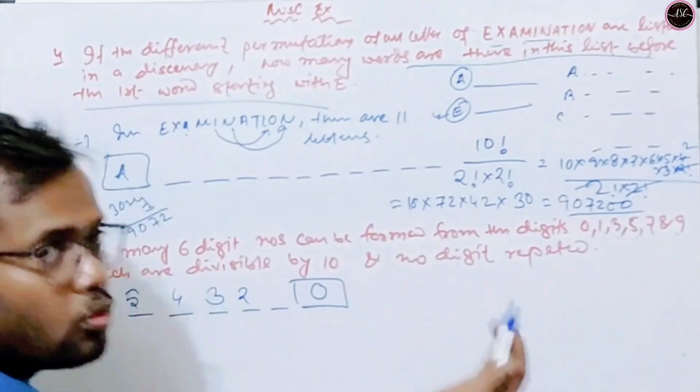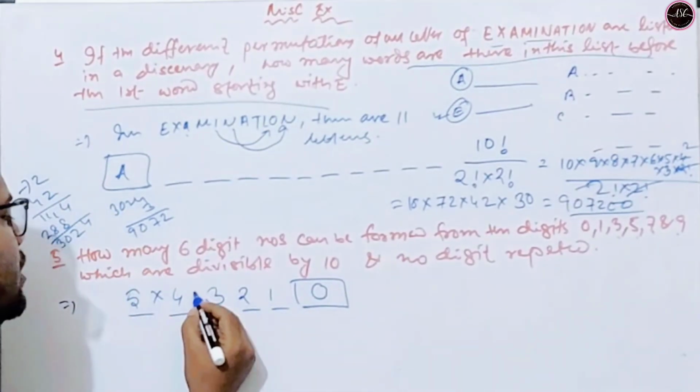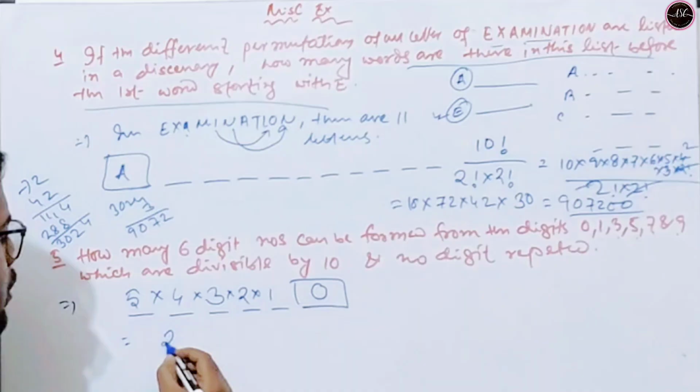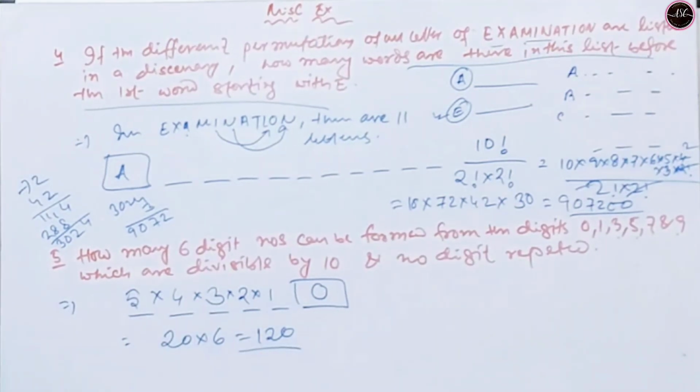And if from 2 we can take 1, then there is 1. So 1 can be chosen in 1 way. Just multiply this. We have 20 into 6, that means 120 numbers. Okay. And look at this question.